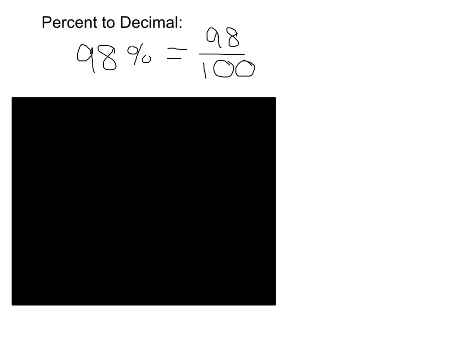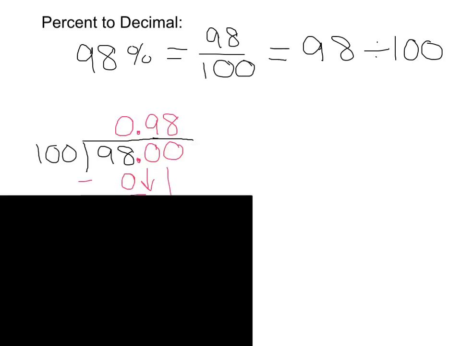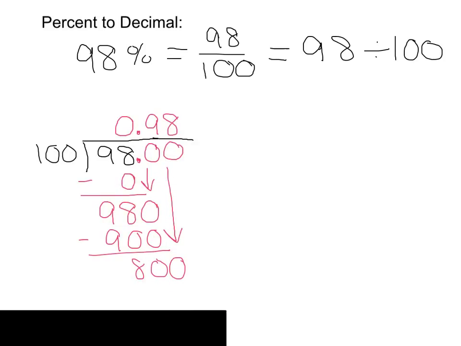You also know that 98 over 100 is the same thing as 98 divided by 100, or 98 hundredths. So, if I want to, I can divide 98 by 100 to rewrite this as a decimal. Here, I already have the division done. I divided 98 by 100, and I got the decimal 0.98, or 0 and 98 hundredths.